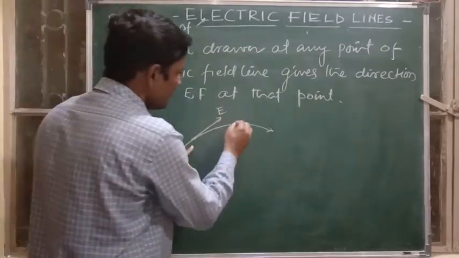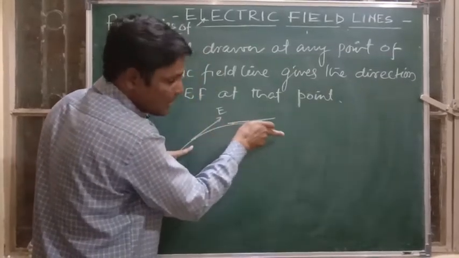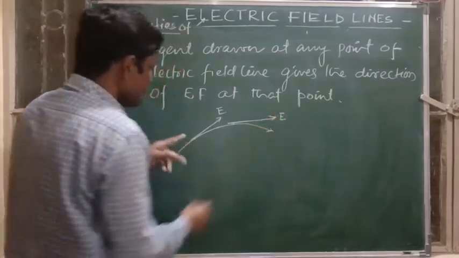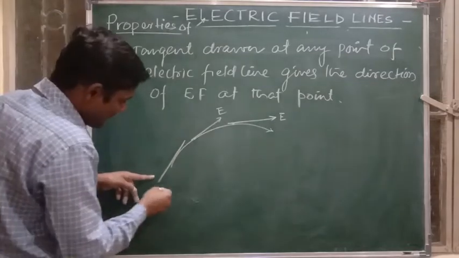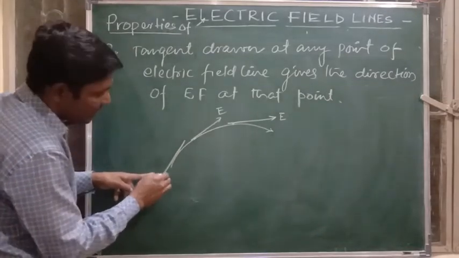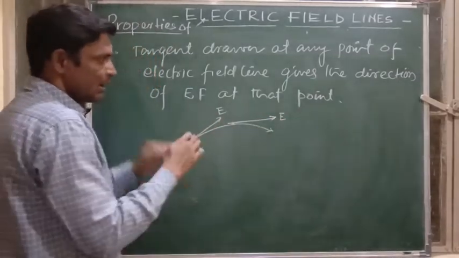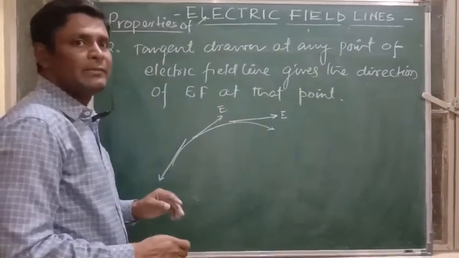But at this point, the tangent will be in this direction. Again, it follows the direction of the arrowhead of this line, so that is the direction of the electric field. Because we could draw a tangent like this and put an arrow here, but this is wrong. We have to put that arrow on the tangent in the direction of the arrow of the electric field lines.